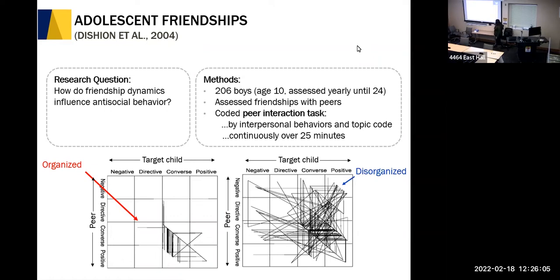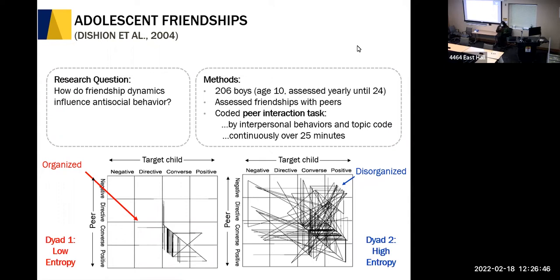You can see that even if a child is giving some sort of positive or calm conversational response, their peer's response might be negative. It might be directive. It might really vary. You can actually measure the predictability and the organization of these sort of interpersonal behaviors using an entropy value. And we would say that dyad one has really low entropy. Their conversation is predictable. You can predict what was going to happen. That conversation is organized. Dyad two has really high entropy. It's disorganized. It's not very predictable.